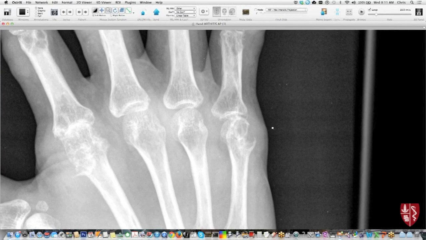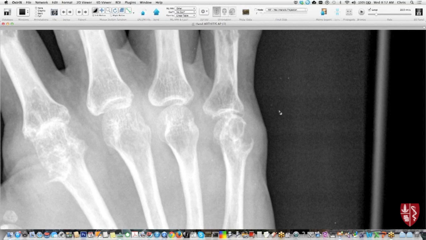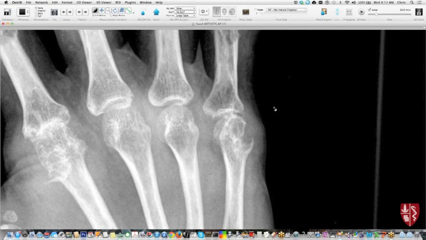This fifth MCP has classic findings of gout, where actually the joint space is fairly well preserved, isn't it? Here and here. But look at this big lucency right there with this edge that sort of overhangs, right? The overhanging edge, that's a classic manifestation of gout. And the erosions tend to be more non-marginal. They're not right at the edge of the articulation. They tend to be a little bit further along the capsule here. So that's a pretty typical appearance of gout.